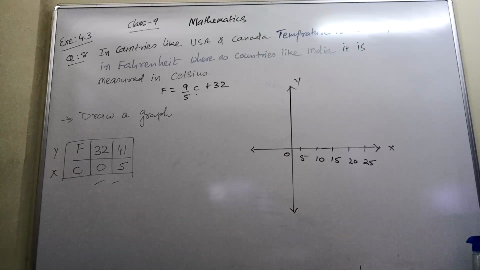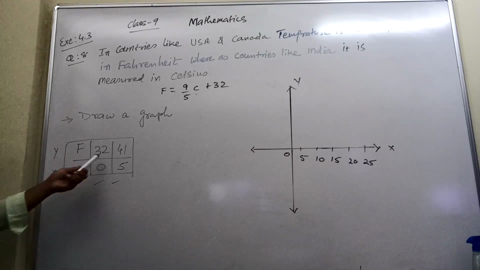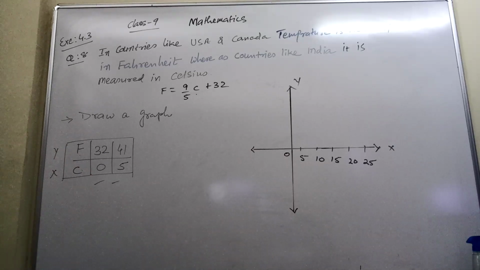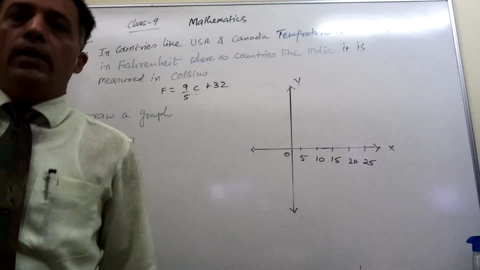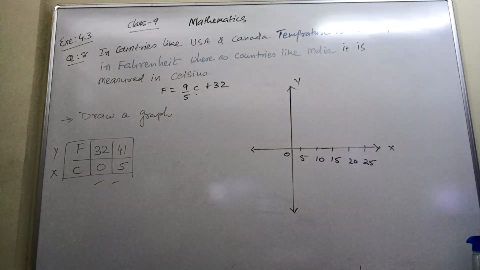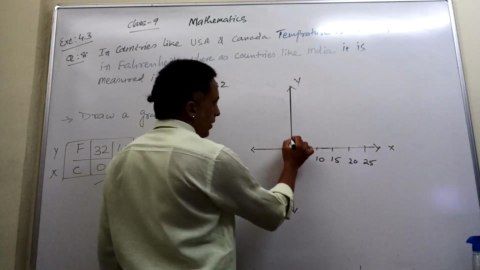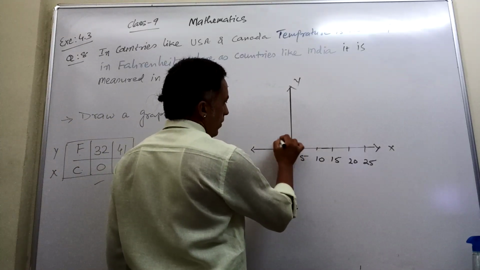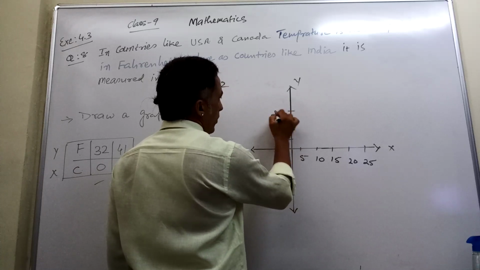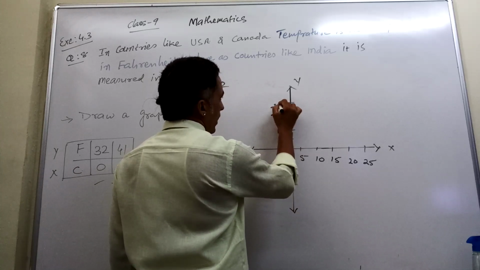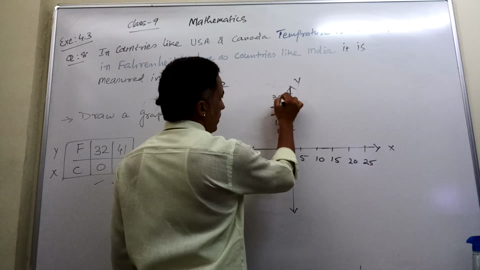Over here I have 32, 41, like this. So I can take the values in terms of 5, or else I can take in terms of 10 also. Here I am taking in terms of 5. So 5, then 10, then 15, 20, 25, 30.